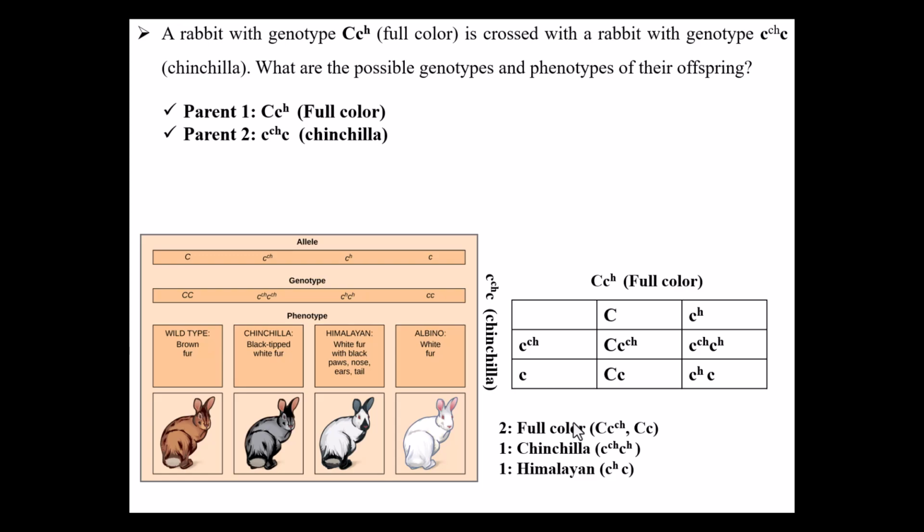Now we have C chinchilla with C chinchilla and C Himalaya, C capital with C lowercase, C capital and C Himalaya, C Himalaya with C lowercase. There will be two full color because C capital is dominant over all other alleles, and there is one chinchilla and one Himalaya.